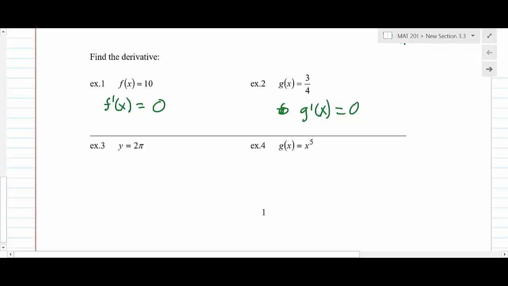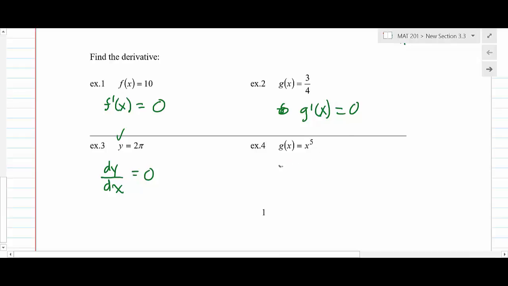The next one, we have y. This time I'm going to do Leibniz notation, just for something different. If I want to represent the derivative in Leibniz notation, I say the derivative of y, that's the function, with respect to x. I'm just assuming it's x. What's the answer? 0. 2 pi is a constant, right? Pi is not a variable, it's a number. So those are easy.